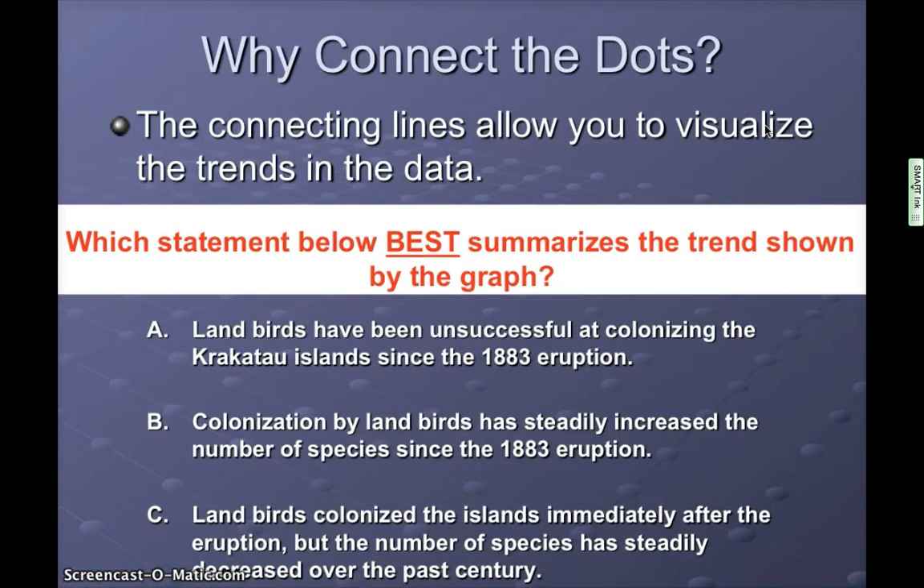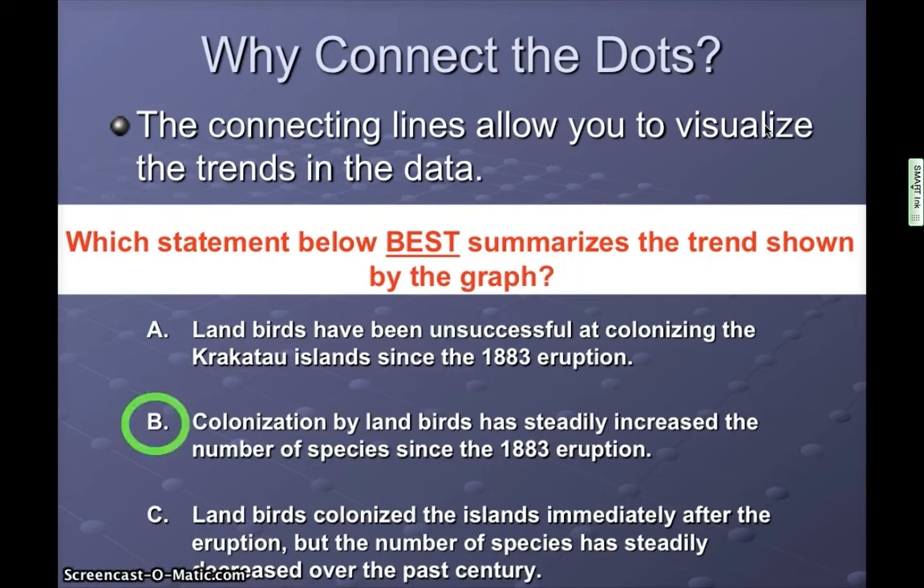So let's just go through this. Why do we connect the dots? The connecting lines allow you to visualize the trends in the data. Which statement best summarizes what we just saw in the graph? A, land birds have been unsuccessful at colonizing the Krakatoa Islands since 1883 eruption. B, colonization by land birds has steadily increased the number of species since the 1883 eruption. Or C, land birds colonized the islands immediately after the eruption, but the number of species has steadily decreased over the past century. Does anybody know the answer?